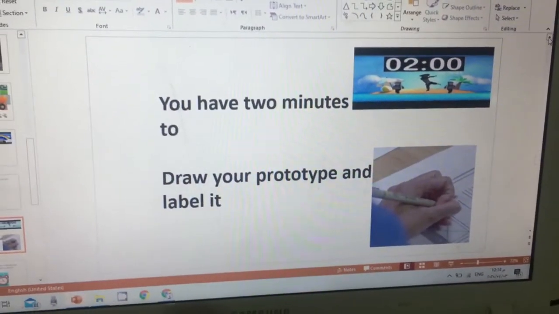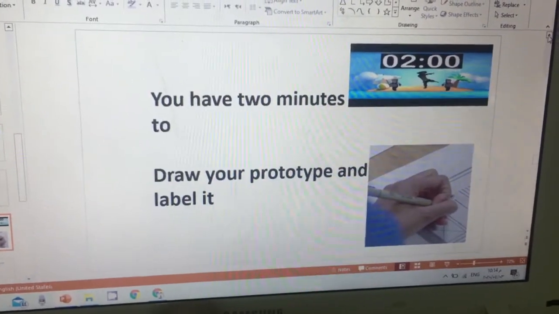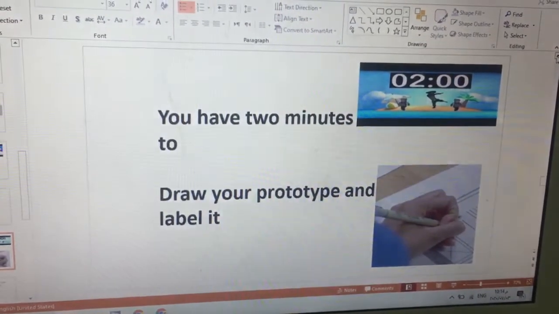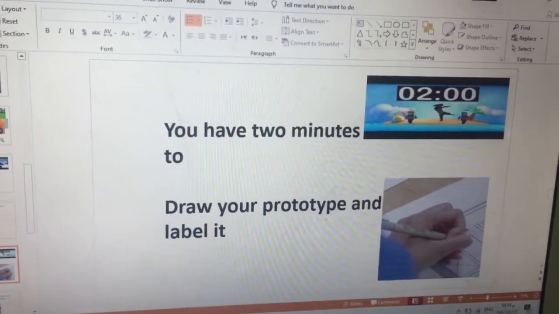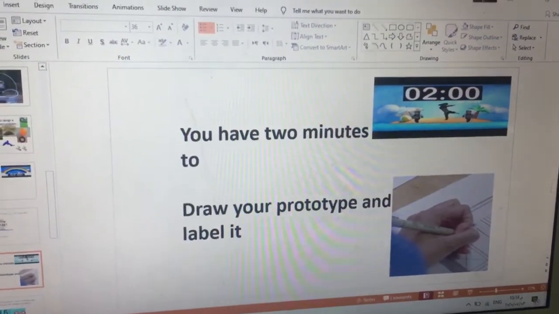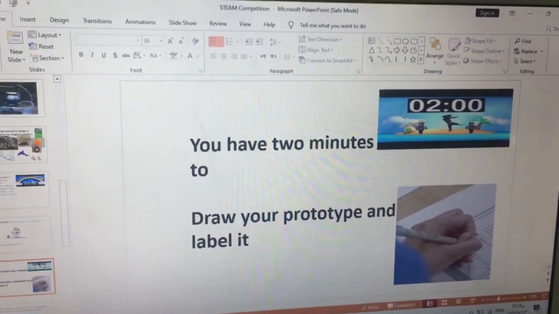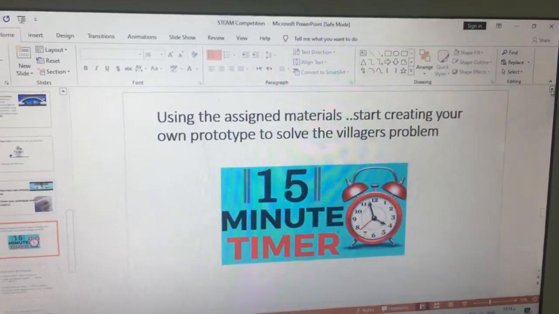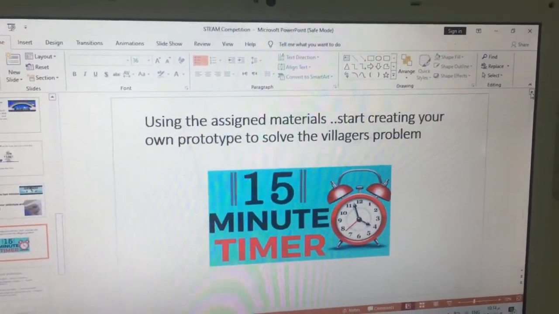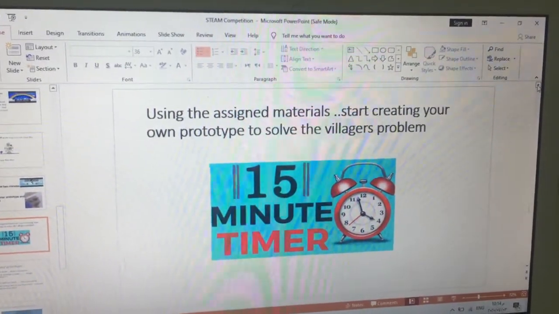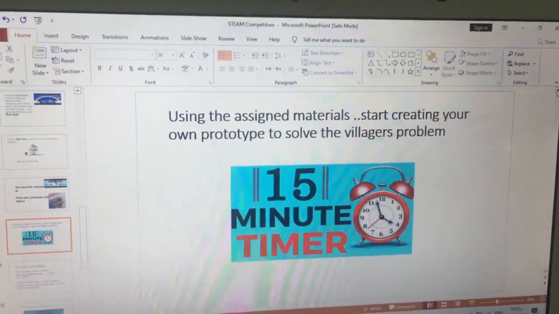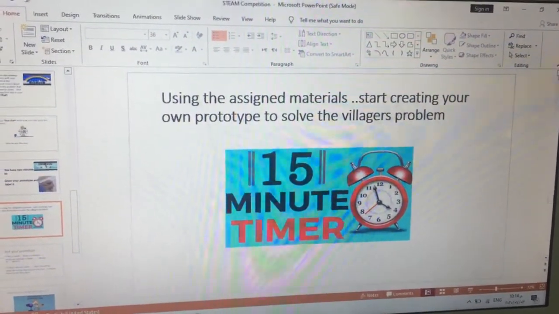Then I will say you have 2 minutes to draw your prototype and label it. You have to show that you are busy and you are drawing and labeling. 2 minutes maximum. You shouldn't take more than this because we have around 40 to 45 minutes to record. And then after you draw it, I will say you have 15 minutes to solve the villager's problem and construct your prototype. You will start designing. You should have your materials next to you ready in order to save time.